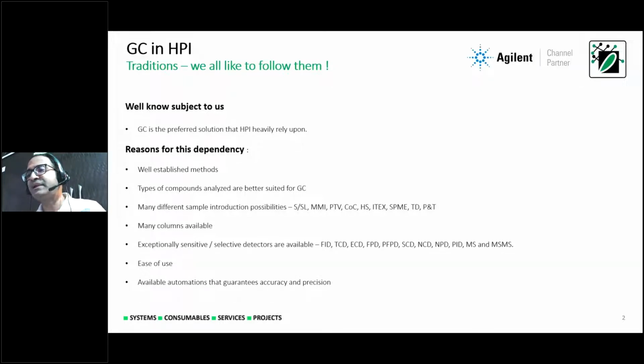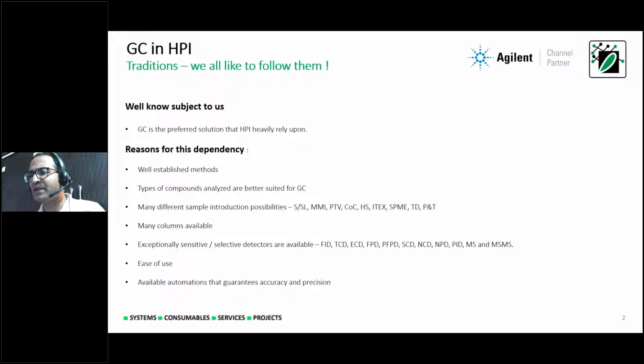The flame ionization detector, the thermal conductivity detector, these are absolute backbone of the HPI industry, and we use them very routinely. So FID and TCDs are available. ECD, which is electron capture detector, the flame photometric detector, the pulse flame photometric detector, which is our PFPD, the sulfur chemiluminescence detector, the nitrogen chemiluminescence detector, the nitrogen phosphorus detector, the photoionization detector. These are once again very selective detectors. So the FPD, the PFPD, SCD, NCD are very selective detectors.